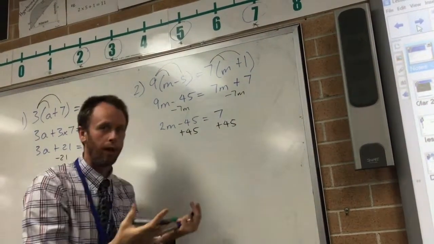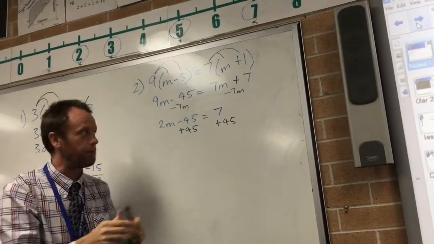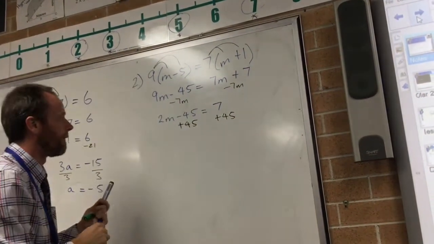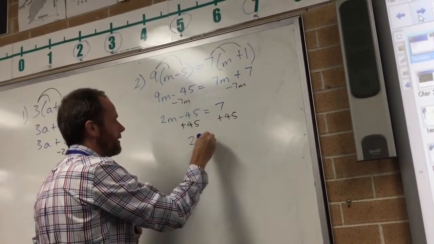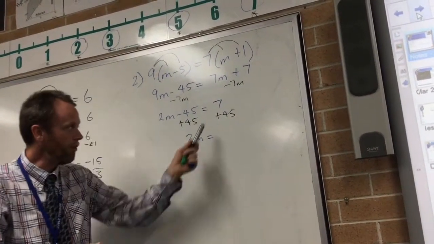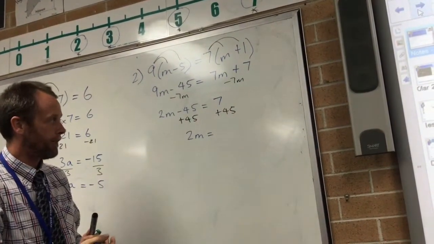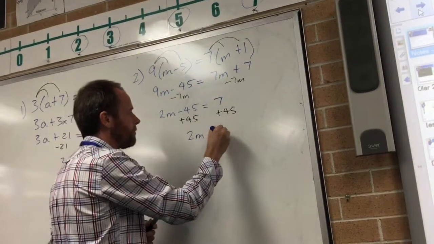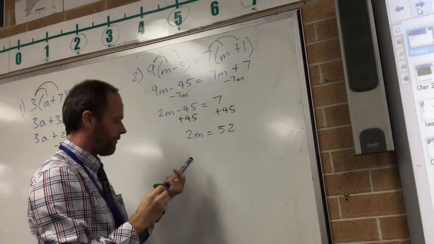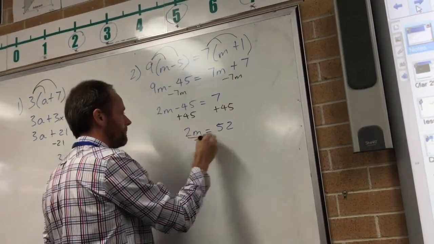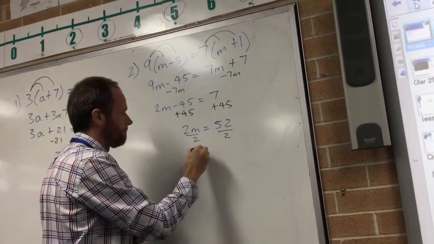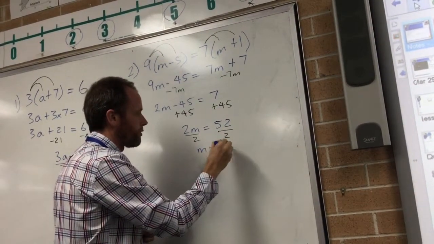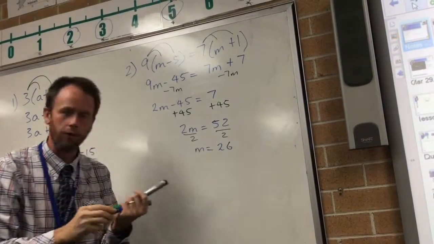Those numbers seem quite large, I know, but it's because of what we're doing that we're getting to this point. When I do plus 45 on the left-hand side, it cancels out, so I end up with 2m. On the right-hand side, 7 plus 45 gives me 52. I now need to divide by 2, and I end up with m is equal to 26. I think I even heard someone whisper that.